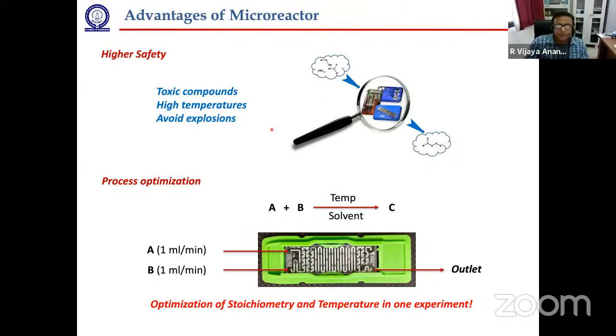But in a microreactor, the product is continuously removed from the reaction, right? It's a continuous flow technique, right? So at any point, only a little amount of the product will stay inside the microreactor. All the other product will be flushed out from the microreactor. You can just do workup, and then you can store it very safely. So that is another main advantage of the microreactor. And the last one is process optimization.